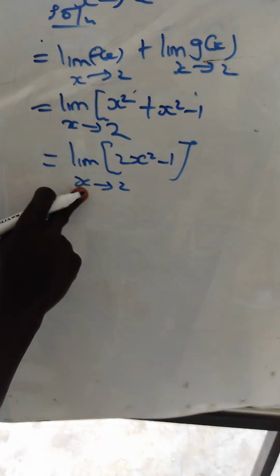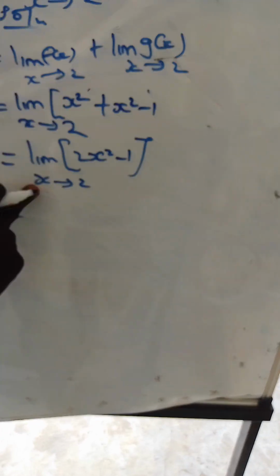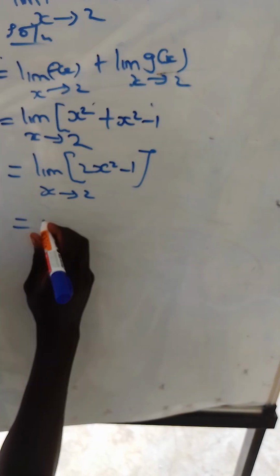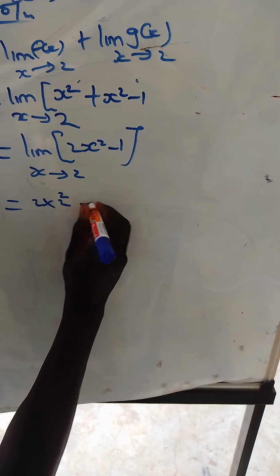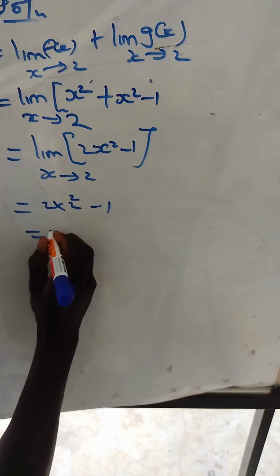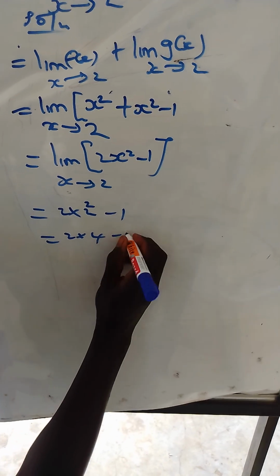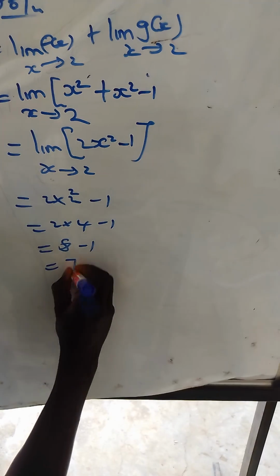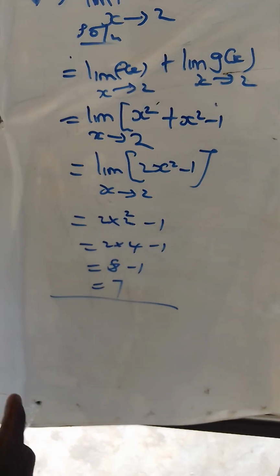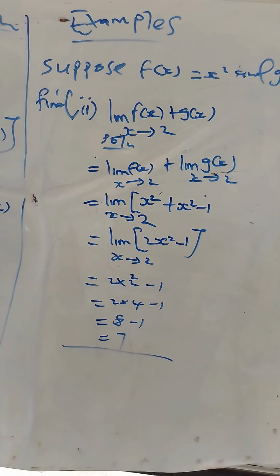Now from this point we are going to substitute the value of x to be 2 into this equation for the limit of the function. Now this one is the same as 2 times 2 squared minus 1. Now here we shall get 2 times 4 minus 1. This one is the same as 8 minus 1, which is the same as 7. So this one is our answer. Let's look at another example.